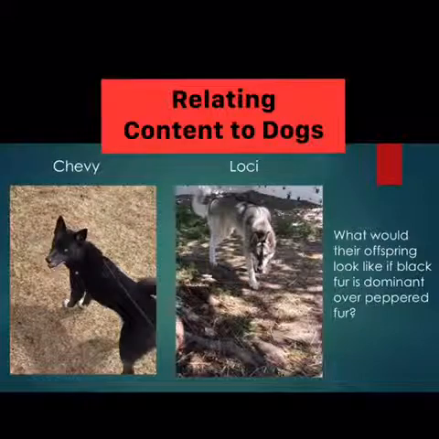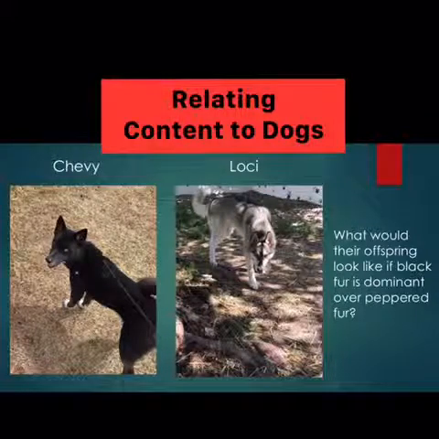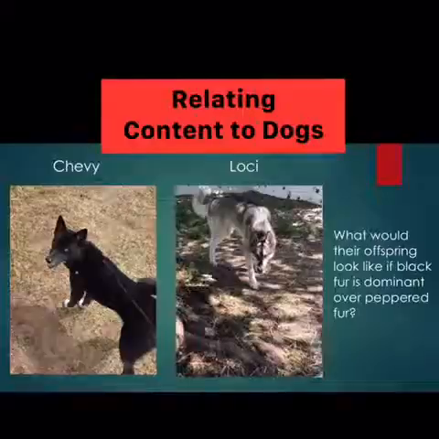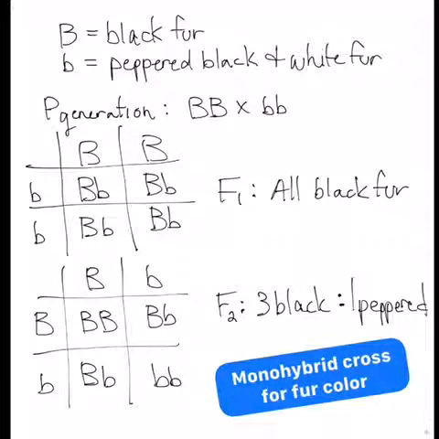This is Chevy and Loki. Both are husky mixes. If we were to breed them together, what might their offspring look like? Let's say that Chevy's black fur is dominant over Loki's peppered black and white fur. If capital B is the dominant allele for black fur and lowercase b is the recessive allele giving peppered fur, and both Chevy and Loki are true breeding for their fur colors, we can estimate the phenotypic ratios of their offspring using a monohybrid cross.